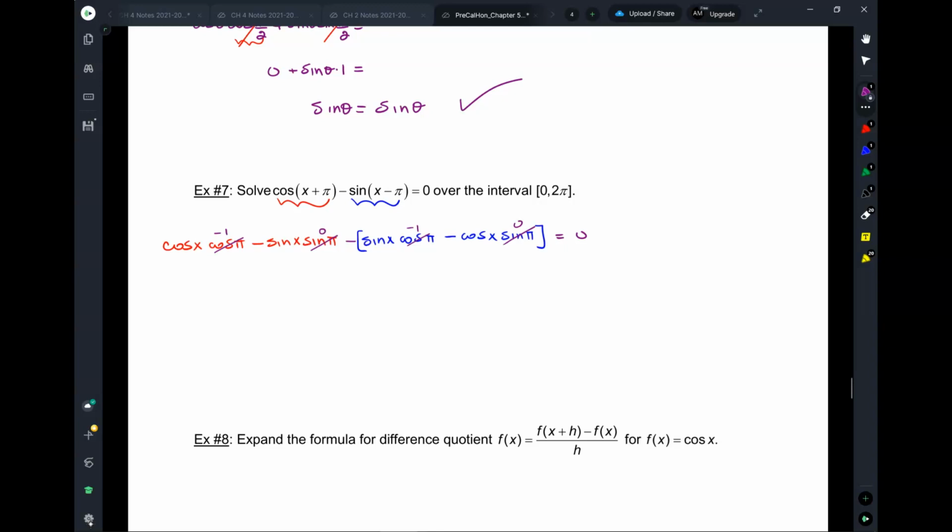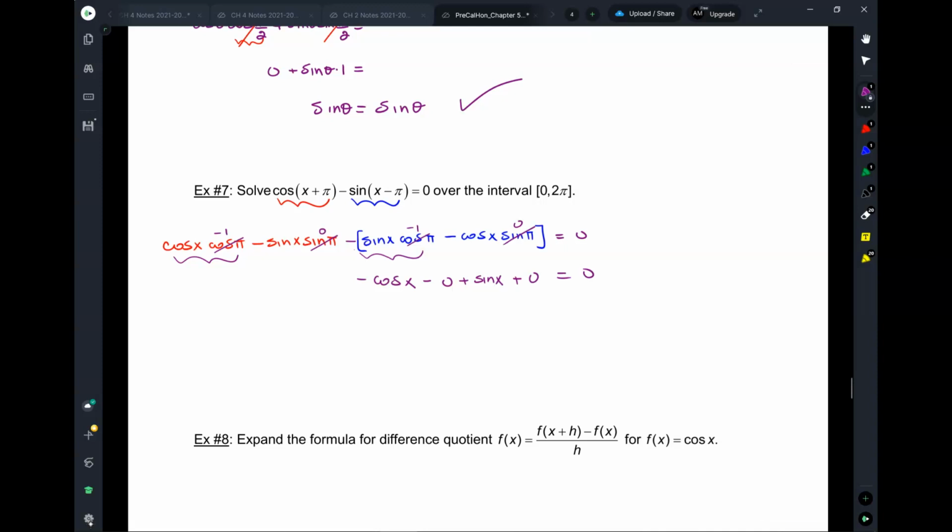Because look at what happens now. Here I have cosine times -1, which is just negative cosine x. That's negative cosine x. Minus 0. Here, minus negative sine x, so that's plus sine x, minus or plus 0 equal to 0.